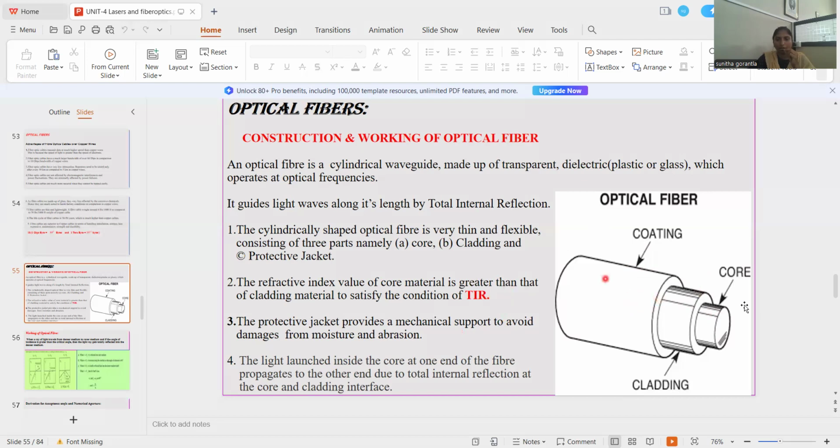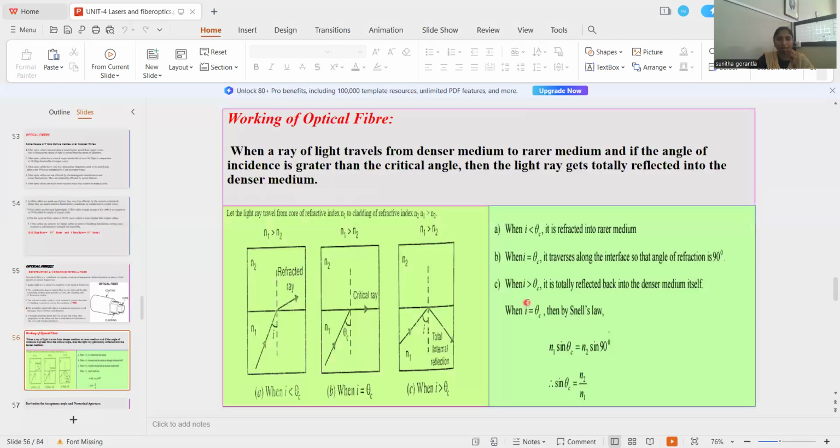So here, the light launched inside the core at one end of the fiber propagates through to the other end due to total internal reflection at the core-cladding interface. Now see what is the principle of optical fiber, or the working of optical fiber.